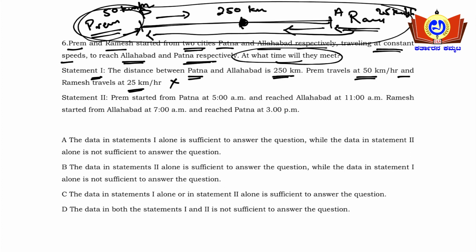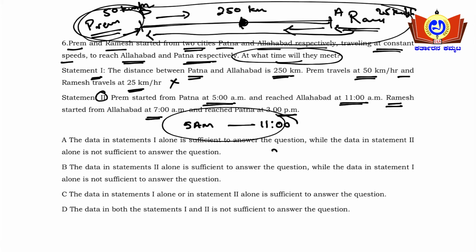Now we shall examine statement 2. Prem started from Patna at 5 a.m. and reached Allahabad at 11 a.m. So he started at 5 a.m. and reached Allahabad at 11 a.m. And Ramesh started from Allahabad at 7 a.m. and reached at 3 p.m. So he started at 7 a.m. and reached at 3 p.m.